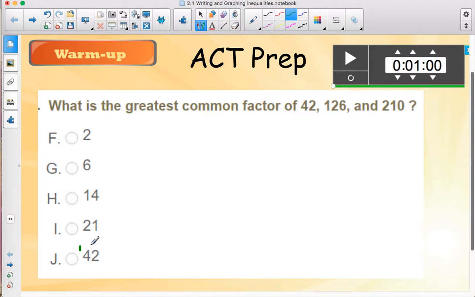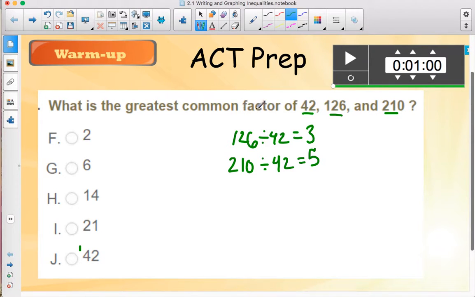So let's check 42. Does 42 go into 42? Yes, it goes into 42 once. Does 42 go into 126? Well, check. On your calculator, type in 126 divided by 42, and when you do so, you'll find that it actually goes in there 3 times. So it's a common factor of 42 and 126. Now check to see if 210 is divisible by 42, and it actually is. 210 divided by 42 is actually the number 5. So because 42 divides all of these, it's a common factor, and it's the biggest one in our list, so it's going to be the greatest common factor. So we're done. It's actually J. So there's the quickest way to do it.